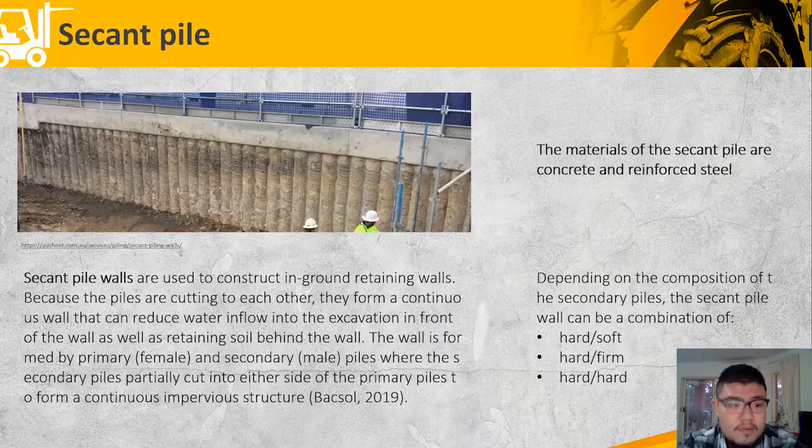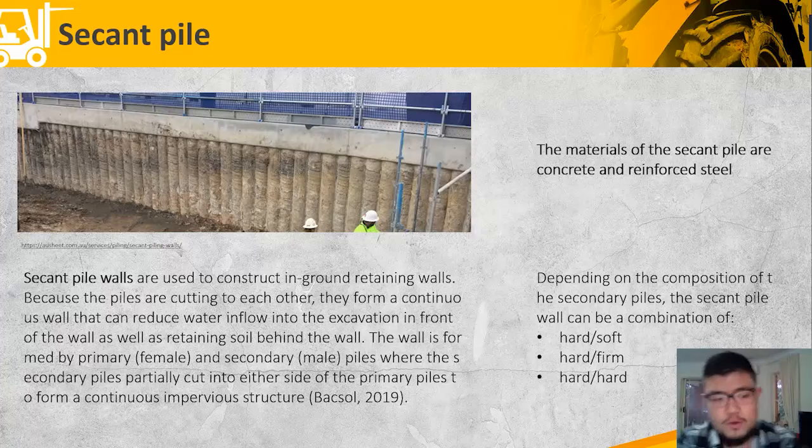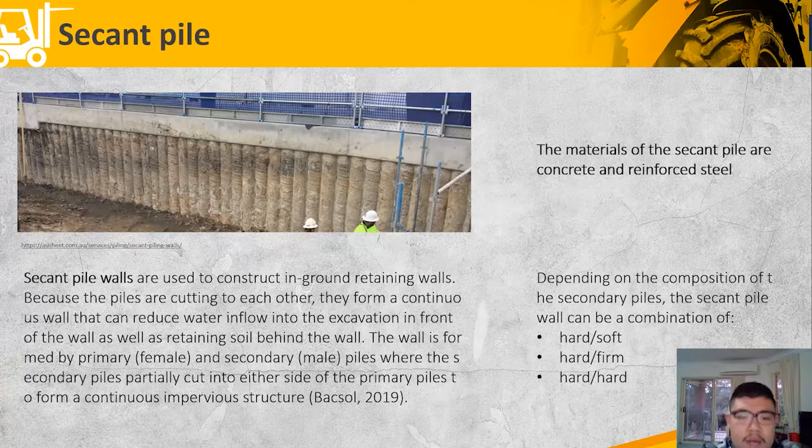And for the second component, secant pile walls are used to construct in-ground retaining walls. Because the piles cut into each other, they form a continual wall that can reduce water inflow into the excavation in front of the wall, as well as retain soil behind the wall. This gives it a water tightness function. And the materials of the secant pile are concrete and reinforced steel.